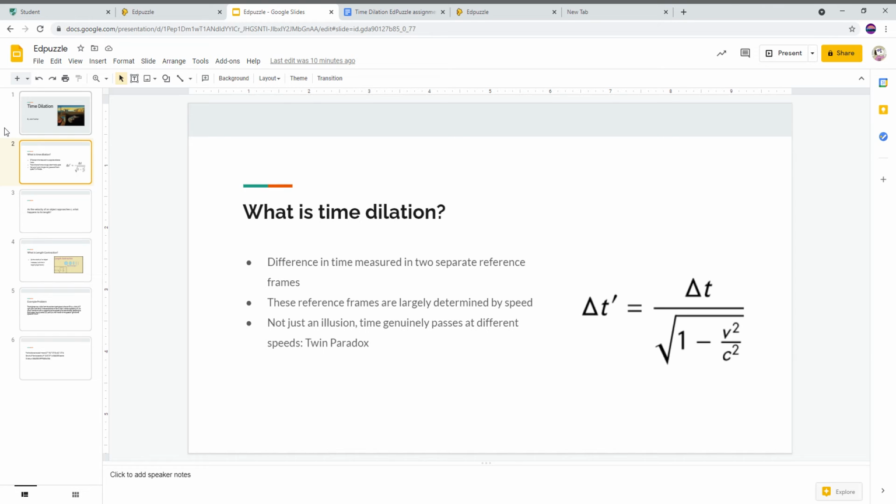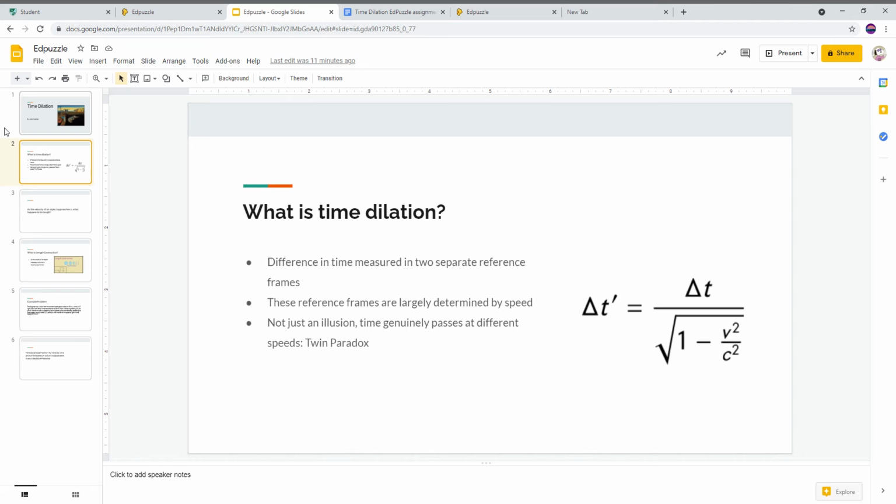And going off of that, the difference in reference frames is largely determined by the speed of an object. The faster it's going, the more profound the difference in time is going to be, which is based on how close it is to c. If it's much closer, there's going to be a much larger difference.